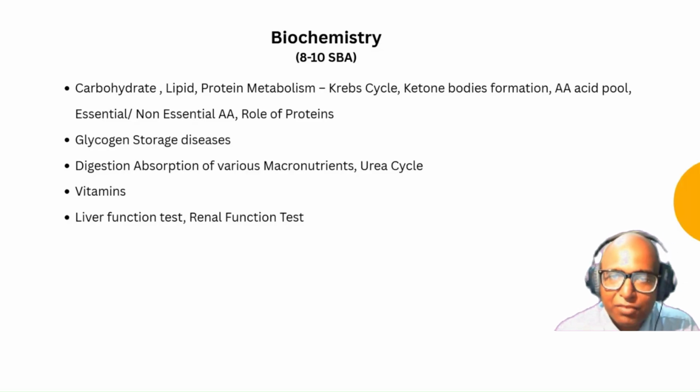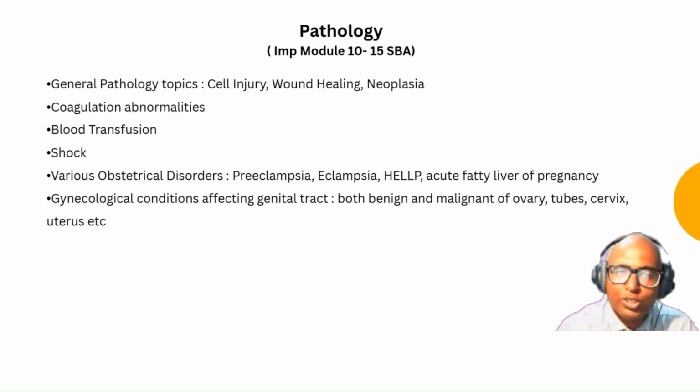These are expected from the biochemistry module. While in the pathology module, general pathology topics like cell injury, wound healing, neoplasia, coagulation abnormalities, blood transfusion, shock, various obstetrical disorders like preeclampsia, eclampsia, HELLP, acute fatty liver of pregnancy, gynecological conditions affecting the genital tract, both benign and malignant conditions involving the ovaries, tubes, cervix, uterus. Remember, pathology carries a lot of weightage.